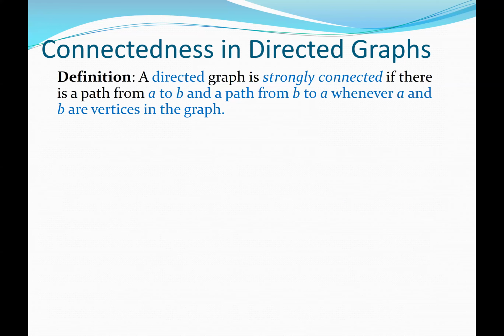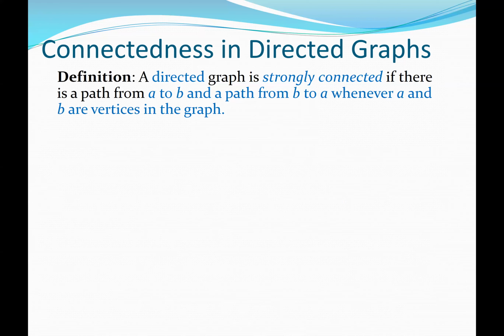Okay, so in a directed graph, a graph is considered strongly connected if there is a path from A to B and a path from B to A, whenever A and B are vertices in the graph, right? Because a directed graph has direction, if you can go from A to B, then you also need a path from B to A. Then that's strongly connected. Otherwise, it's not. All right. And if the graph is not strongly connected, then it becomes weakly connected.